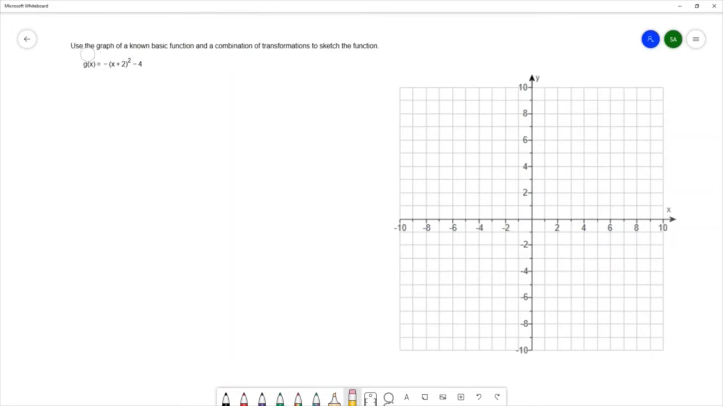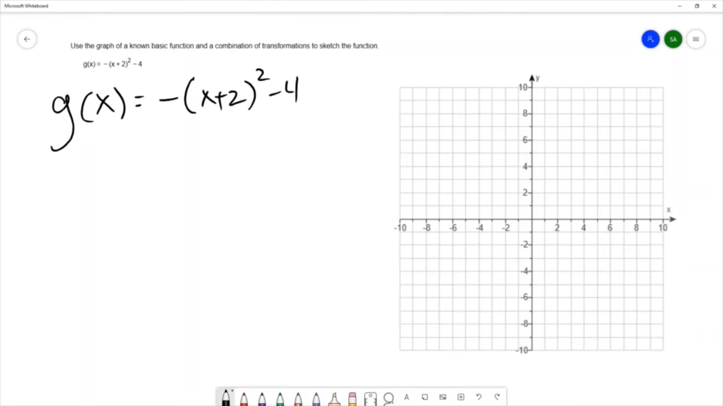For this question, we have the graph. We want to use the graph of a basic function and a combination of transformations to sketch the function. So our function is g of x equals -(x plus 2) squared minus 4.